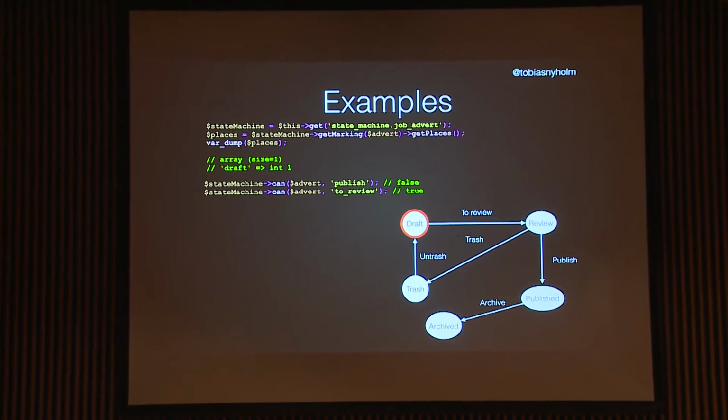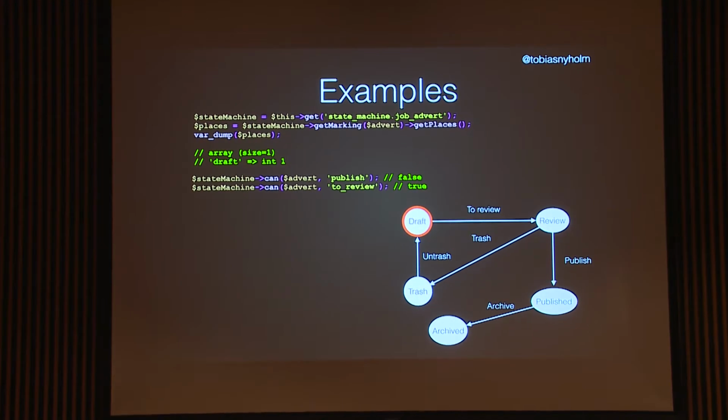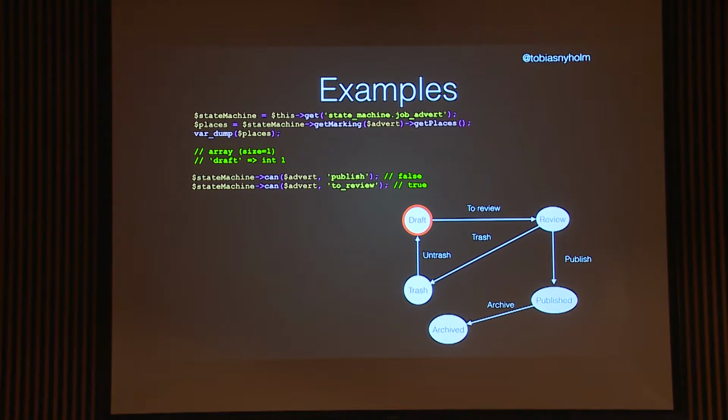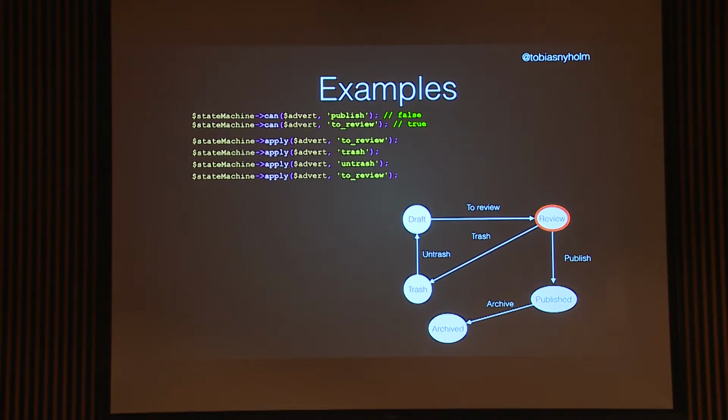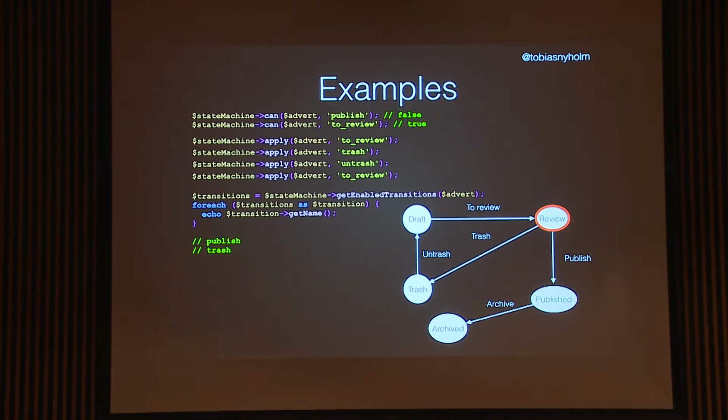And if I'm here, I can ask, can I do publish? Or can I do to review? And if I apply, I just move the state. And from here I can apply trash and untrash. And then I can go to review again. And from review, I can check what the valid transitions are that I can do right here. All these functions we implemented just now.